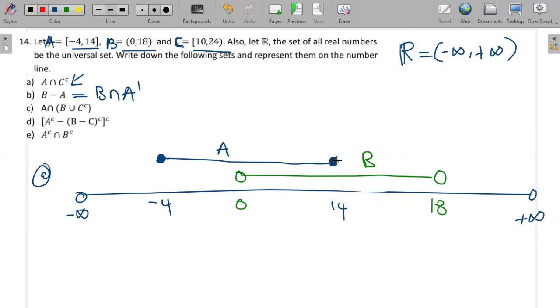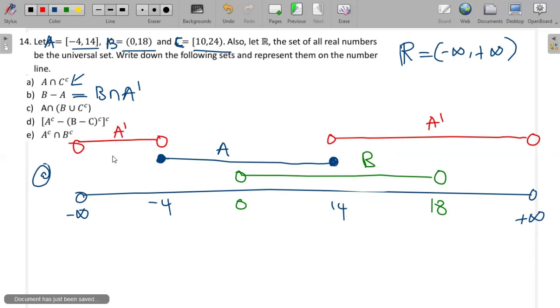So A complement at this point here means the 14 won't be in the A complement. It goes all the way there. First part of A complement. The second part will be here. So at minus 4, the minus 4 is in the A, so it's not in the A complement. And then I go to minus infinity, second part of A complement. So now, where can we see the intersection between the green line of the B and the red line of the A complement? We can see that the intersection starts at this point here.